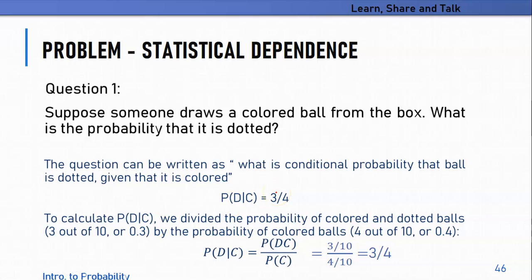See, this is the solution. It's the same solution, that chances of getting a dotted ball having its color is 3 by 4, and the proper way to find this out is with the help of this specific expression which I already have solved. Okay, so this is the chances of getting a ball that is dotted given that the ball is already a colored ball. This is the idea of conditional probability.